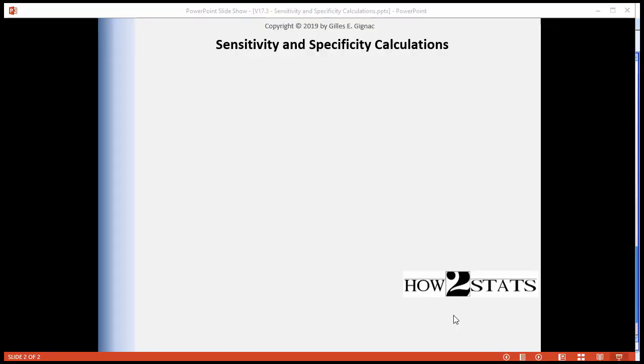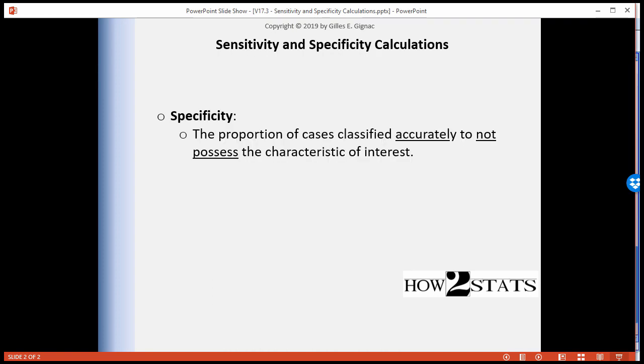Once you've looked at sensitivity, you should always also look at specificity, because you can get a very skewed perception of how good your model is if you're only looking at one. So specificity is the proportion of cases classified accurately to not possess the characteristic of interest. In this example, that would be not having dyslexia, which is a very large percentage of people in this data file. It's about 95%.